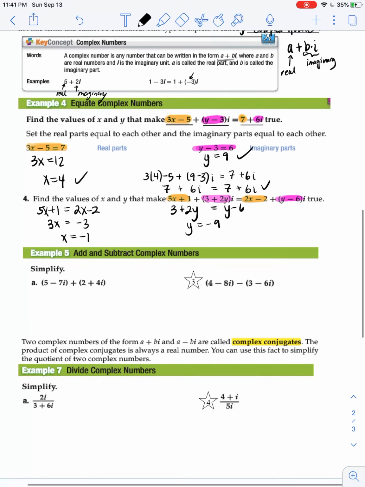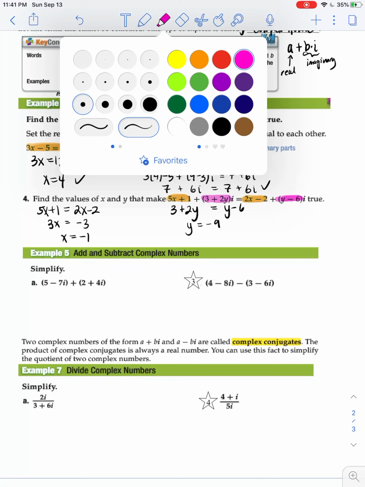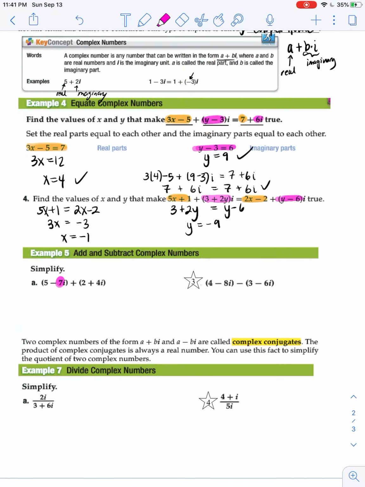All right, 2 more types of problems. So we're going to add and subtract complex numbers. This one's also pretty straightforward. In order to add or subtract, again, they have to be like terms. So you want to add the real parts together. These are the imaginary parts. And then we're going to add the real parts together. So 5 plus 2, that's 7. And then negative 7i plus 4i is negative 3i. And that's it. If it helps you to write them out, you can go 5 plus 2, and then negative 7i plus 4i, and then combine them together.